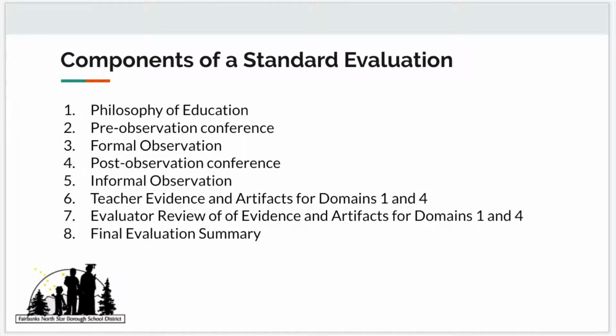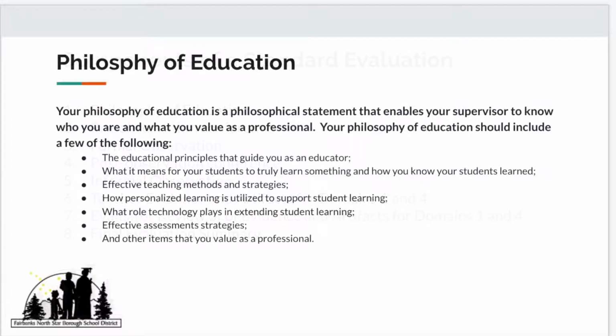The components of the standard evaluation include a philosophy of education, a pre-observation conference, a formal observation, a post-observation conference, an informal observation, teacher evidence and artifacts for domains 1 and 4, an evaluator review of the evidence and artifacts for domains 1 and 4, and a final evaluation summary. The philosophy of education is due by September 15th.